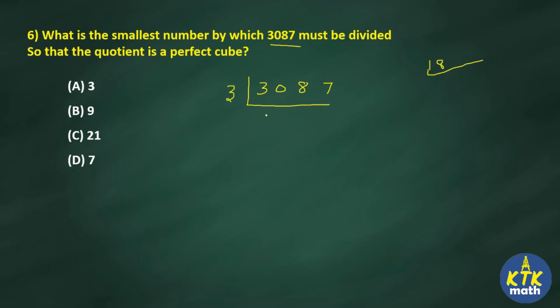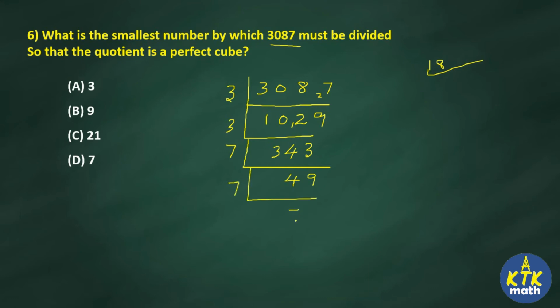Now you can start dividing. 3 into 8, how many times? 2 3s are 6, remaining 2 will be there, so 9 times. 3087 divided by 3 is 1029. Then again you can continue with the 3 table, because it's again an odd number. When you add the digits, you will get 12. Dividing 1029 by 3 gives 343. So we know that 343 is the cube of what number? 7 cube. So it's going to be 7.